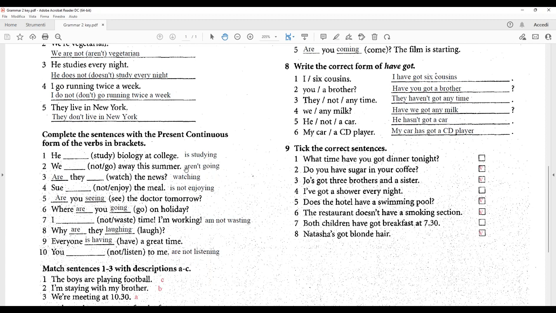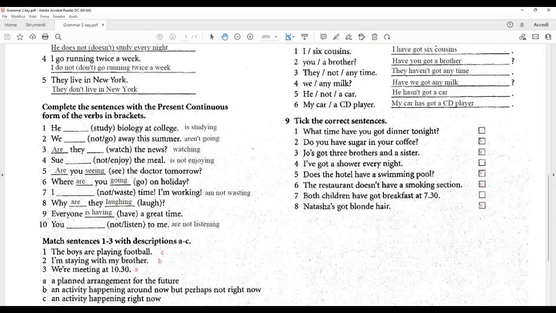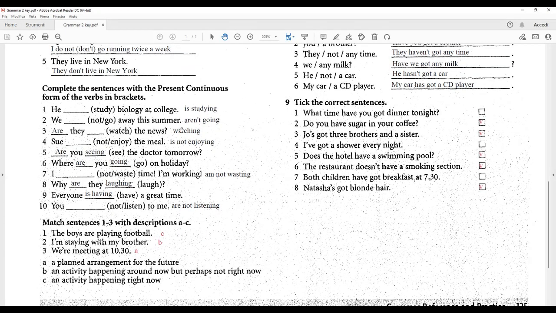They or we aren't going away this summer. We aren't going away. Yes, so the action is happening right now, or the action can happen in the future if it is a programmed action. Okay, if the action or the activity that is programmed in the future is happening for sure. For sure means certamente, for sure.